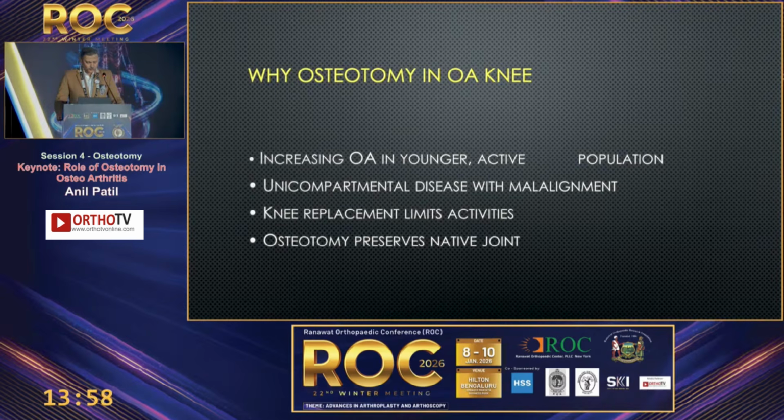Basically, its importance is in unicompartmental disease. Most of the time it's on the medial side. And of course, it is always associated with malalignment and not without malalignment. And knee replacement limits activities, as we know, so osteotomy would give an upper hand, pushing the replacement to a later age rather than doing it early. And osteotomy is supposed to preserve the native joint.